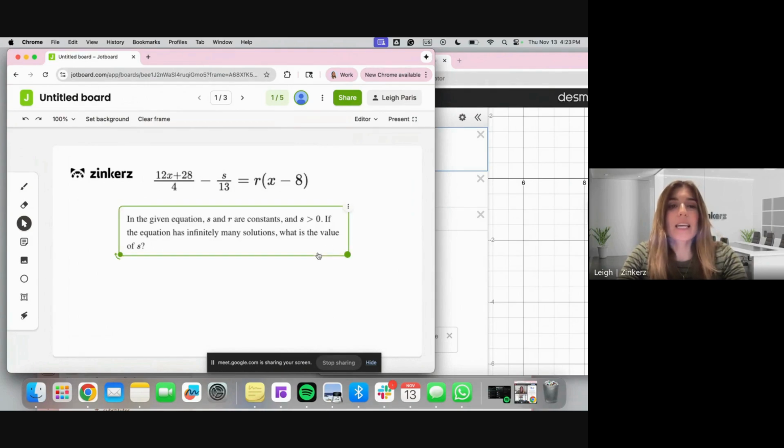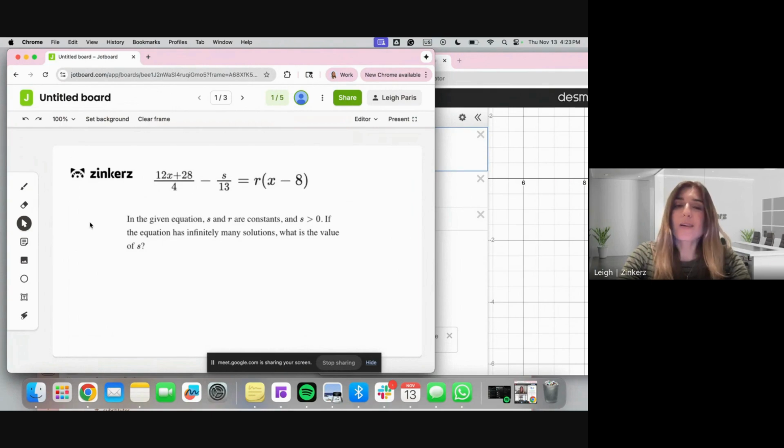Today we're going to discuss a more challenging SAT question. This is video 2 of 2, where we're going to look at this problem and solve it algebraically. But if you're curious to see how the problem is done graphically on Desmos, be sure to check out the video. So this problem says in a given equation, S and R are constants and S is greater than 0. If the equation has infinitely many solutions, what is the value of S?